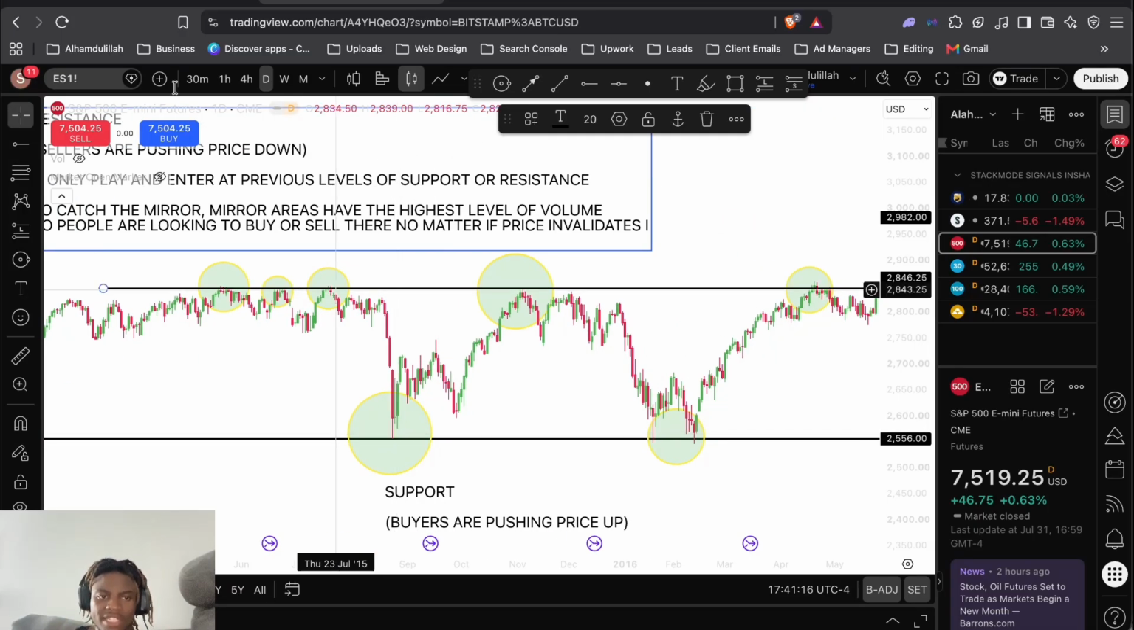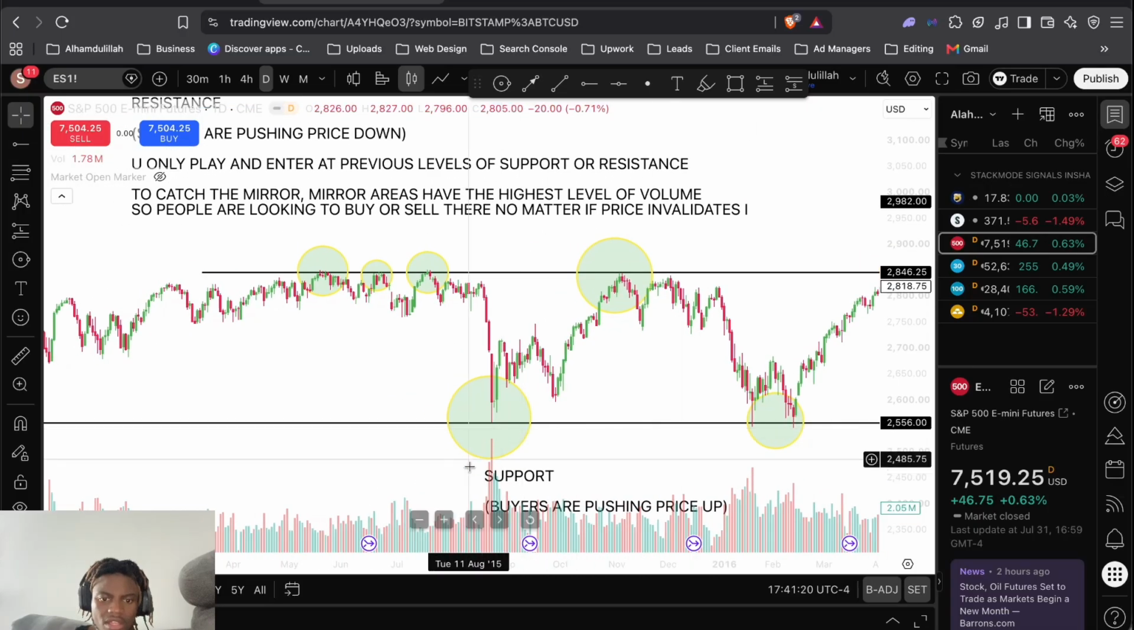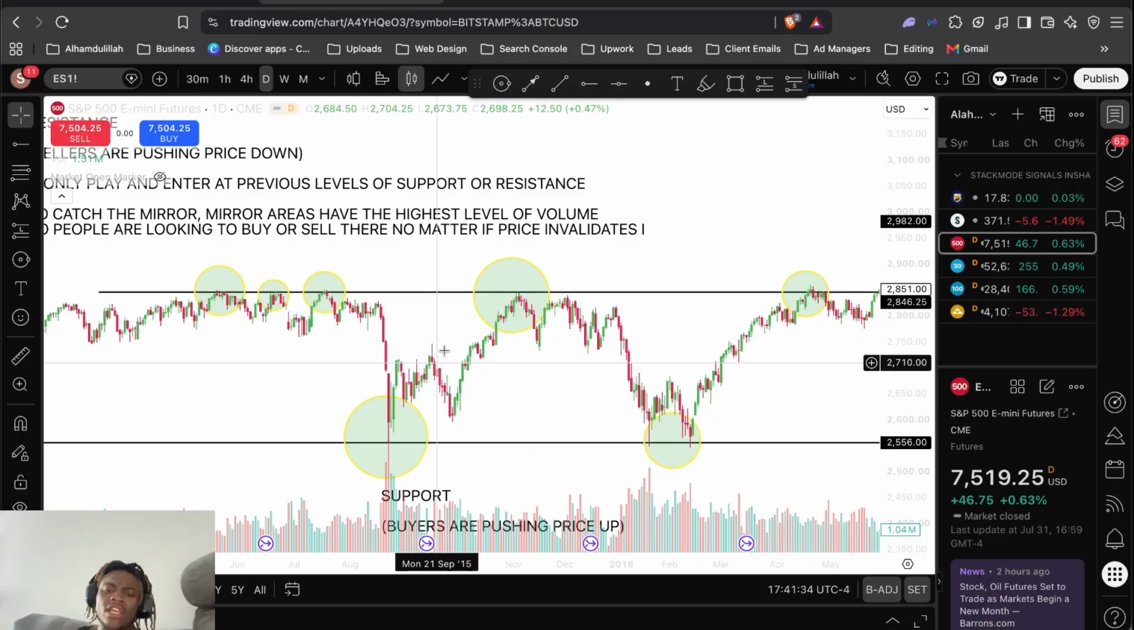As we can see, price decided to rip right here, with a giant volume spike. Price hit this area of support, boom, bang, burst it up. We hit this area of resistance again. Of course, there were sellers here before, so they were like, you know what, let's sell it again here. Let's not get greedy.